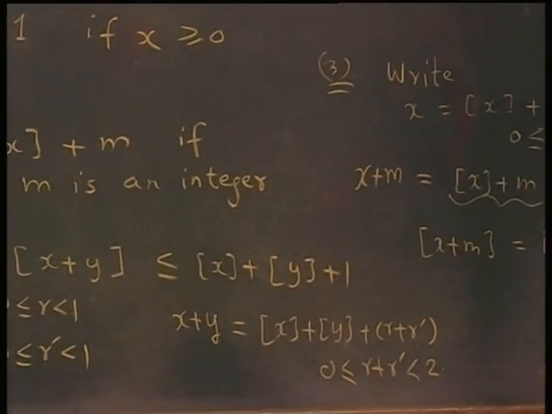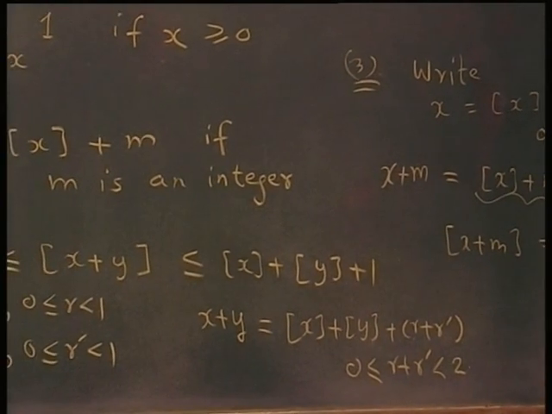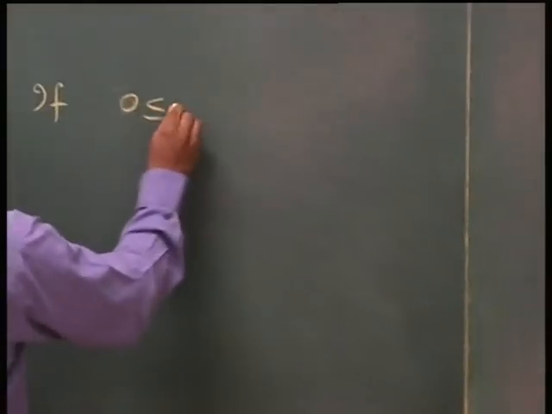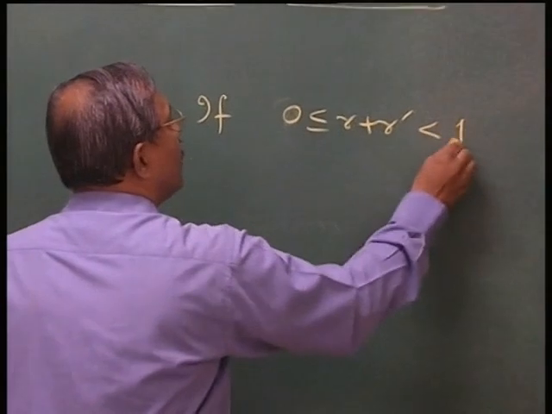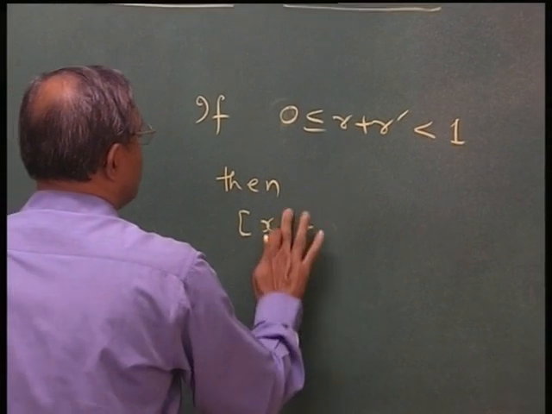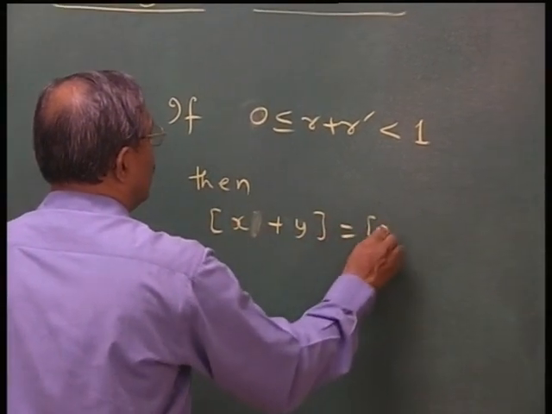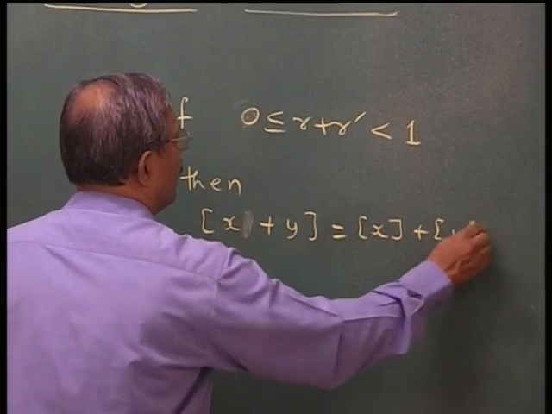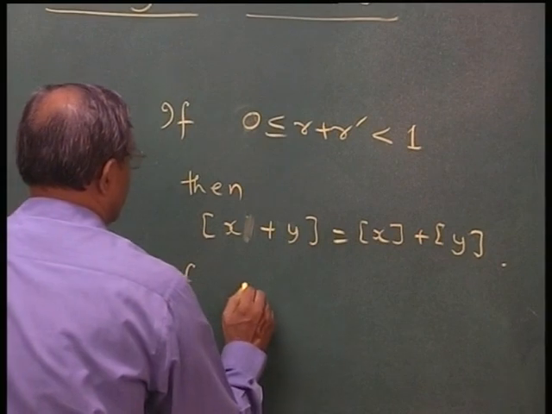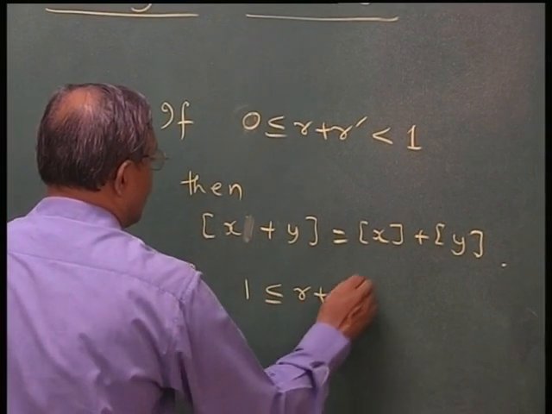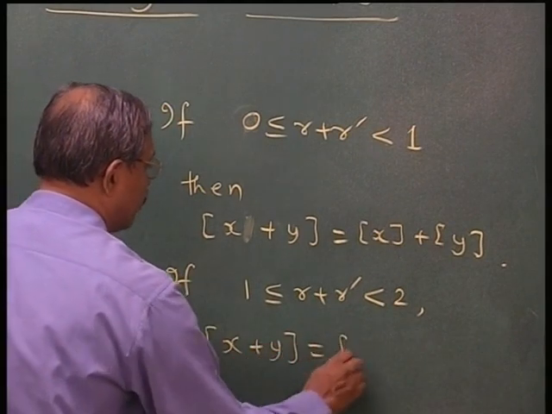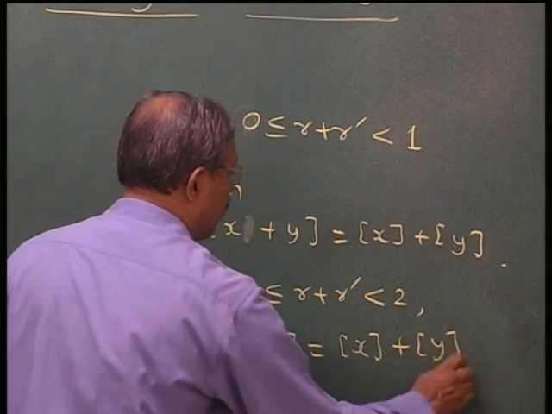So these are two possibilities for integral part of x plus y. Let me write that. If 0 less than or equal to r plus r dash less than 1, then integral part of x plus y is equal to integral part of x plus integral part of y. And if 1 less than or equal to r plus r dash less than 2, integral part of x plus y is equal to integral part of x plus integral part of y plus 1.